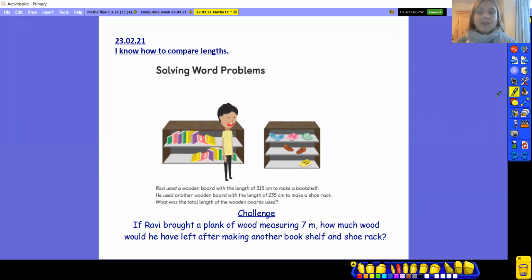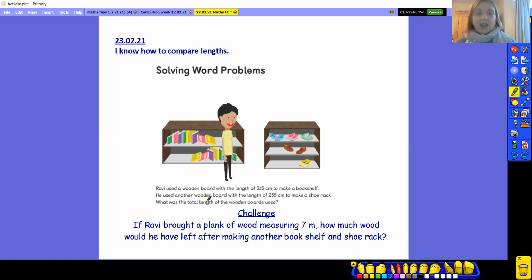It's time to do some maths and we're continuing with length today. As we're doing similar sort of things we did yesterday, we're knowing how to compare length and we're solving some word problems, okay? So don't forget to write the date, which should be the 23rd of the 2nd, 21. So let's have a look at the challenge.